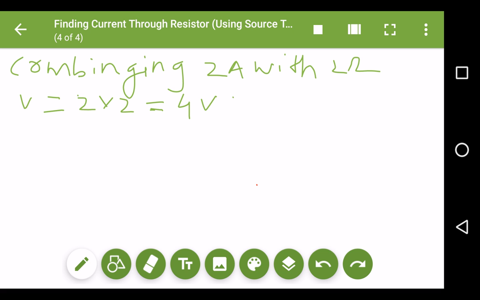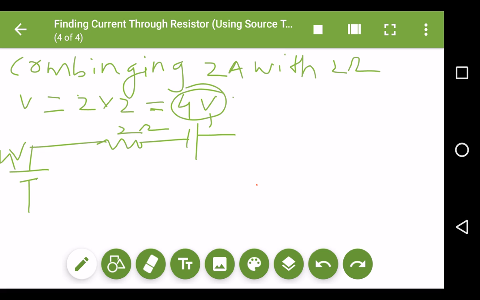Okay, my new voltage is 4 volt, and the direction of that voltage is like, I will simply state that direction in a diagram. So this is my 4 volt voltage source, this is my resistance of 2 ohm, and this is the direction of my new voltage, that is 4 volt over here, and my resistance of 4 ohm.